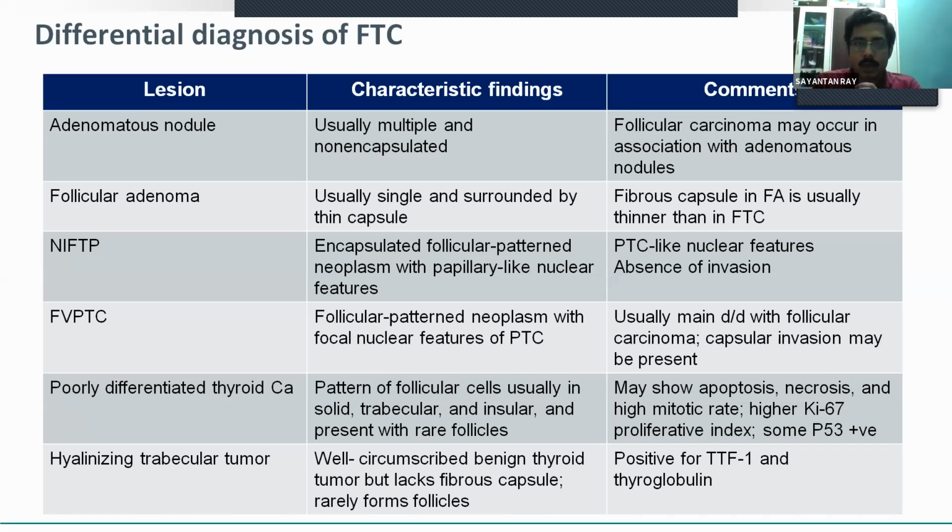Now, for the differential diagnosis of follicular thyroid cancers, we can start from adenomatous nodule to follicular adenoma to non-invasive follicular thyroid neoplasm with papillary-like nuclear features. Another differential could be a follicular variant of papillary thyroid carcinoma. And the last two are poorly differentiated thyroid cancer or a hyalinizing trabecular tumor. So from the characteristic findings, we can differentiate follicular thyroid cancers from these differential diagnoses.